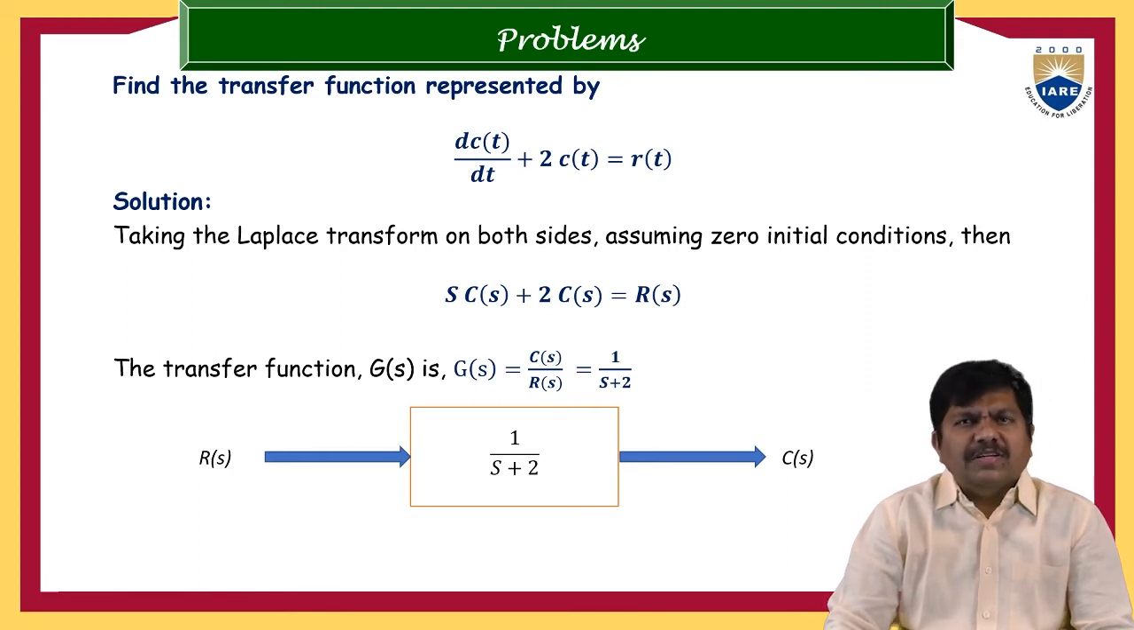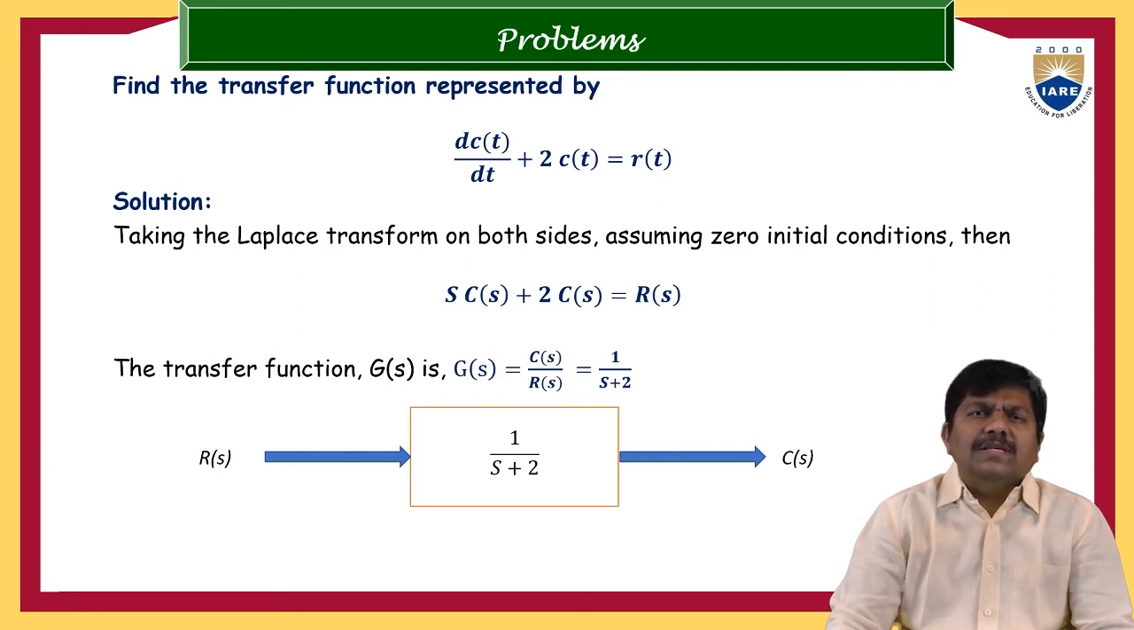So what is the transfer function? Transfer function is nothing but the Laplace transform of output to the Laplace transform of input. Laplace transform of output means C of s, divided by the Laplace transform of input, R of s. So C of s to R of s is nothing but 1 by s plus 2. Now this we obtained just by rearranging the expression.